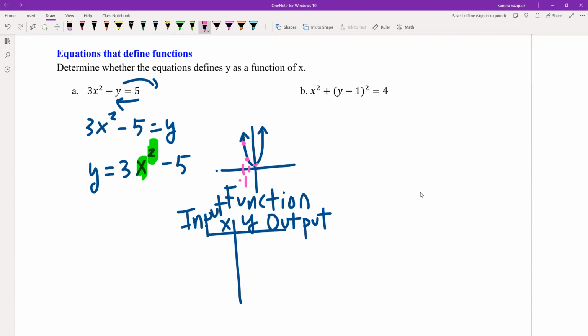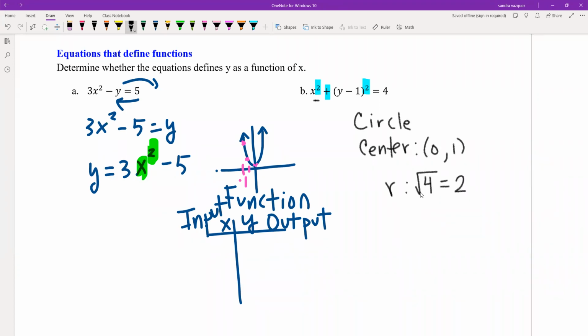Okay, what about the second one, B? For B, we also talked about it in 1.9. We said that when it has two things with an x squared, with a plus sign, it will define a circle for us. So this one's a circle. And because it's a circle, we know that we have a center, and the center in this case is 0 and 1, with the radius square root of 4, which is equal to 2.